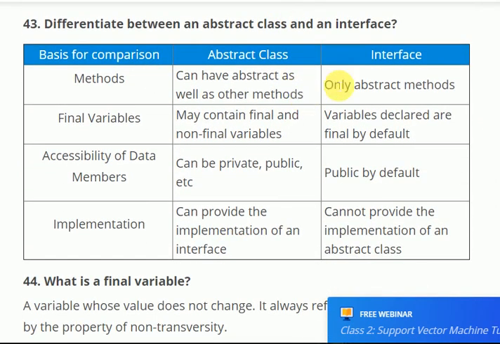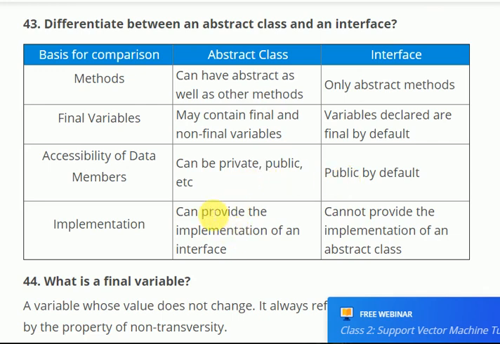Difference between abstract class and interface. An abstract class contains abstract as well as normal methods, while an interface has only abstract methods. An abstract class may contain final or non-final variables. The variables declared in an interface are final by default. In an abstract class, members can be private, public, etc. In an interface, members are public by default.